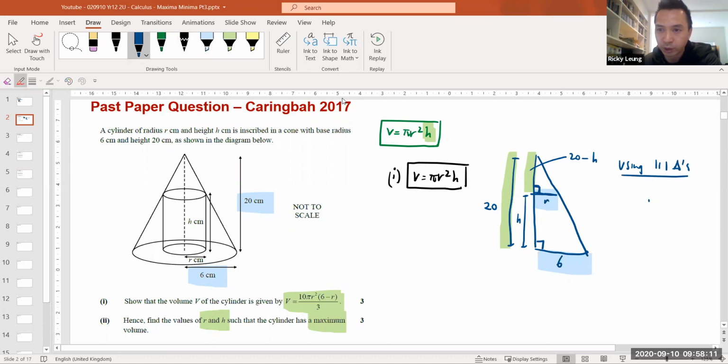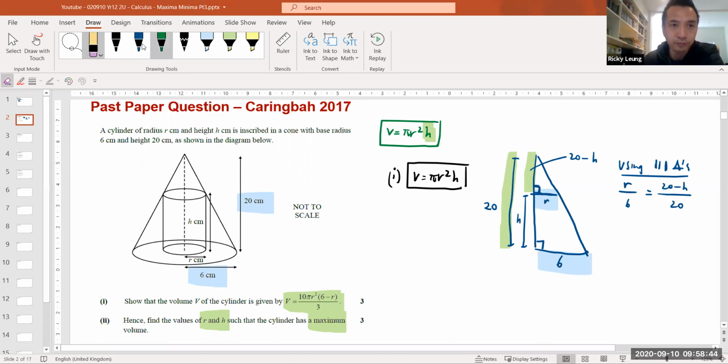Now, most schools don't need you to, I guess, prove this. In fact, under the new syllabus for advanced, geometry is out. So similar triangles as a proof may not be required, or marks may not be allocated to it. So just use similar triangles by observation, where you basically say small on large, so r on 6 equals to small, which is 20 minus h in this case, on large.